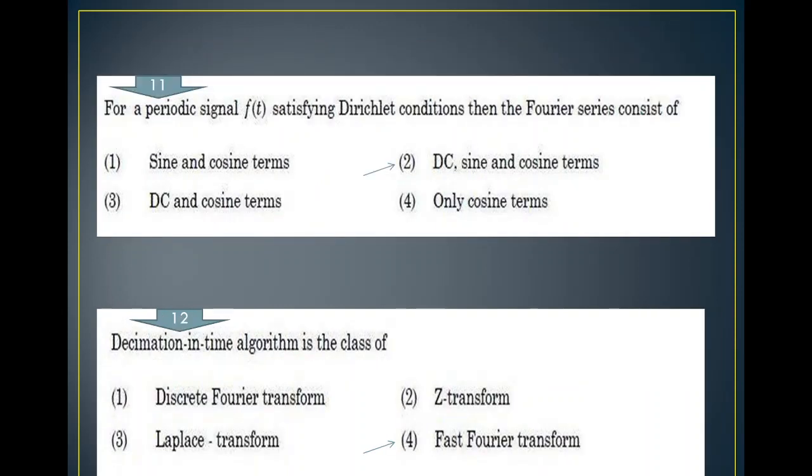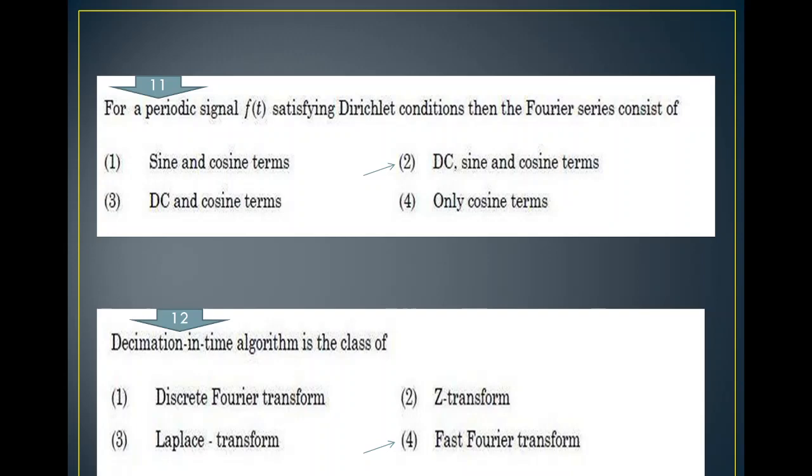For the periodic signal f of t satisfying declared condition, then the Fourier series consists of option A, sine and cosine terms, option B, DC sine and cosine terms, option third, DC and cosine terms, and option 4, only cosine terms. And your correct option is second, that is DC sine and cosine terms.